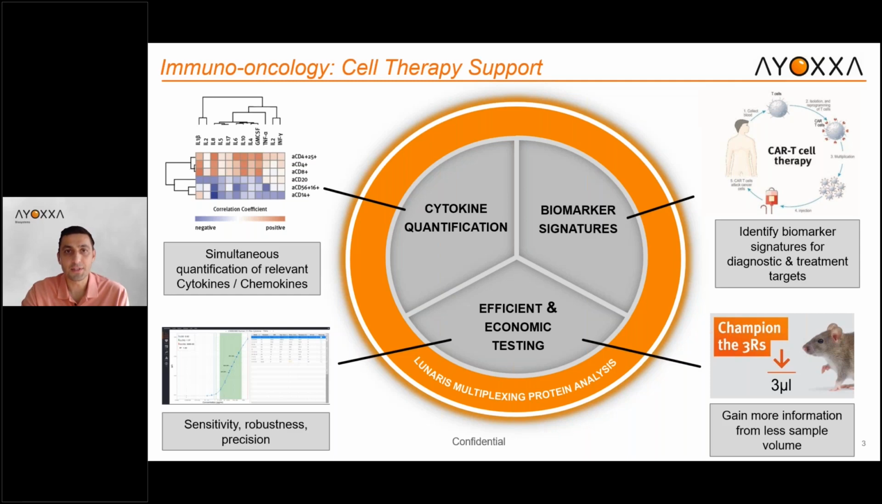Furthermore, our technology can allow you to gain more from less, using as little as 3 microliters per well for testing. This can help you champion the 3 R's of research, replacement, reduction, and refinement when working with animal models.